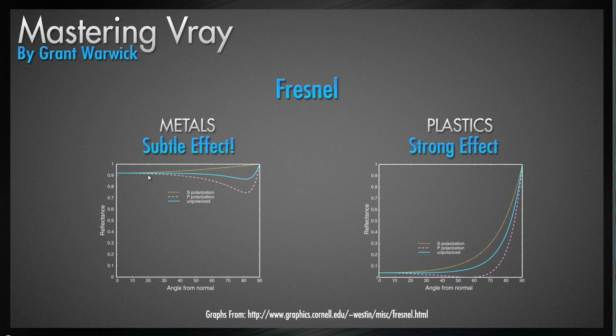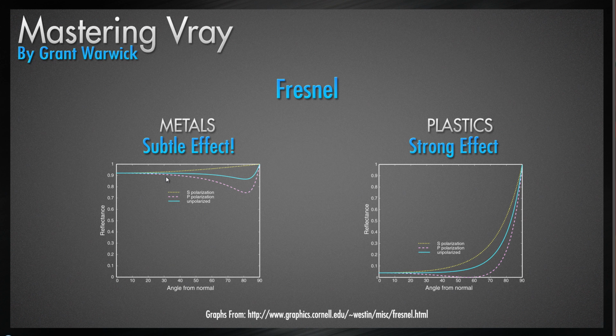So what you're looking at here is two different Fresnel curve examples that I've taken from the Cornell University website. On the left you can see a generic metal Fresnel curve, so something like typical aluminium, and on the right you can see a generic plastic Fresnel curve. Now the actual values you see in these graphs aren't as important as showing the difference in reflectivity between these two materials.